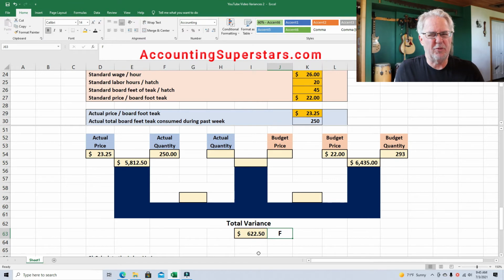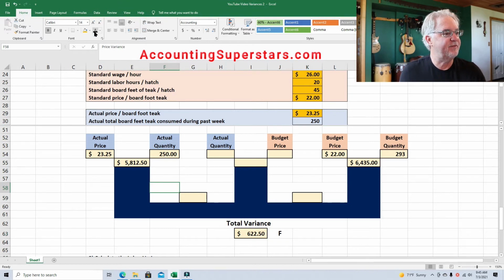So we might ask, why were we under budget? What happened here? Well, what we can see here, for one thing, is the price: we paid a little bit less, right? So let's figure out the price variance. Right here is going to be the price variance, and it's going to end up being in this number. So how do we figure out the price variance?